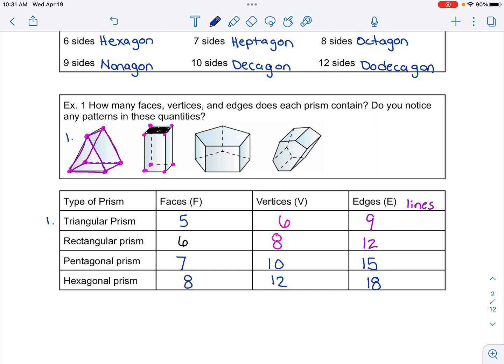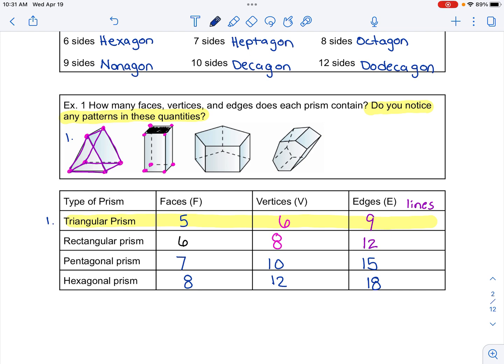We're trying to see if we can find a pattern in these numbers. It says right here, do we notice any patterns? Well, I definitely noticed a pattern vertically. Like, for instance, in faces, it went up 5, 6, 7, 8. In vertices, it went up 2 every time. When I add a face, I added 2 more vertices. With edges, every time I added a face, I went up 3 more. So going down, I could see a pattern, but they're looking for a pattern going across.